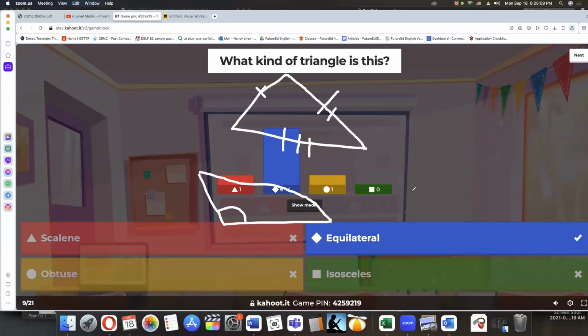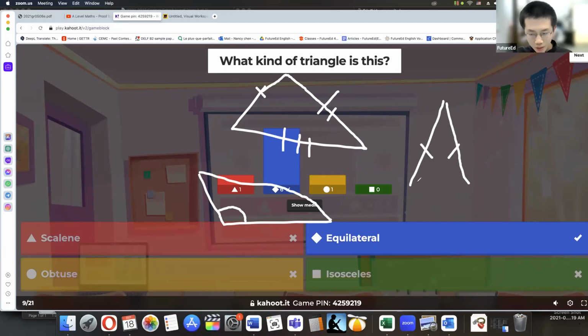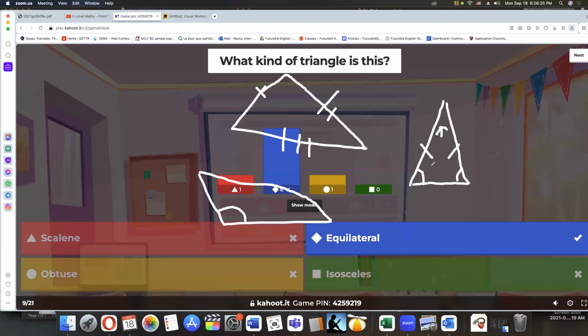Isosceles is like two angles that are the same, but then one of them is different. Okay, that terminology is a bit inaccurate, but yes, two angles are the same, two sides are the same, but one angle is different. Yes, so these two angles would be the same. This one at the top is a bit different. With the scalene, all the sides don't match. They're not the same.